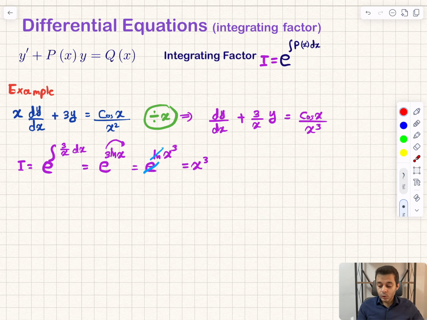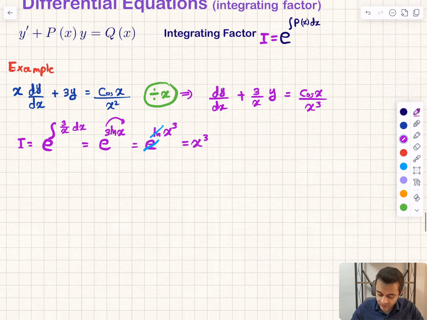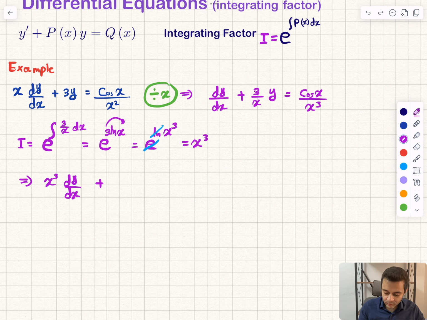After you find it, you multiply both sides of this standard equation by the integrating factor you have. So here we'll multiply both sides by x cubed. If I multiply it here, I will have x cubed times dy over dx. Plus, if you multiply this by x cubed, it will be 3x squared y equals, and this will be only cosine x because the x cubed will cancel. So here, I've multiplied both sides by the integrating factor.